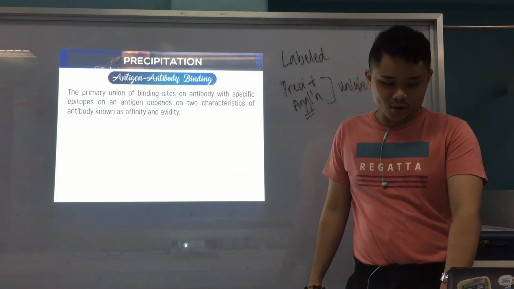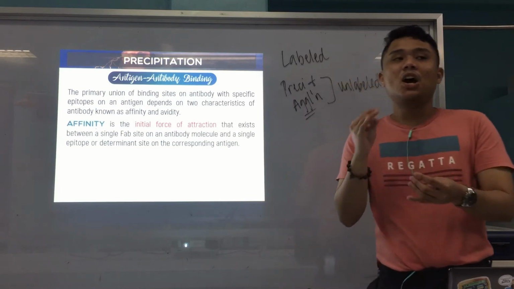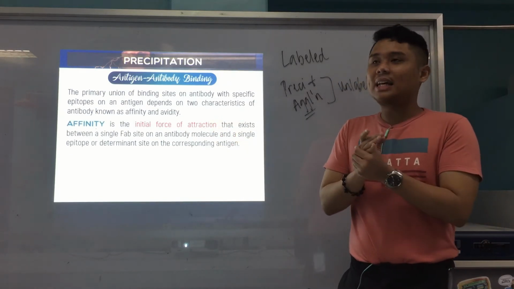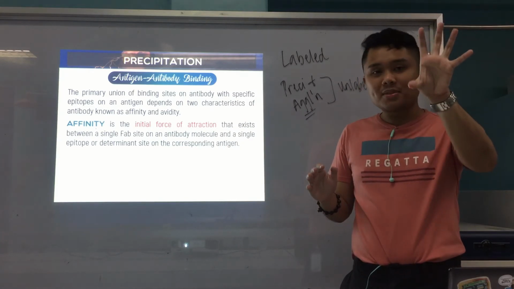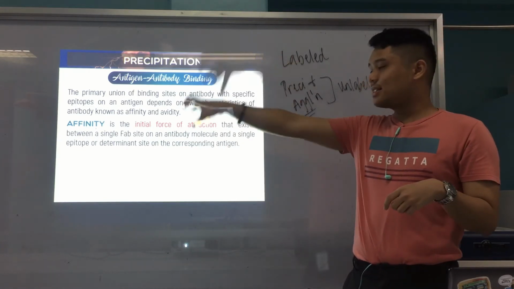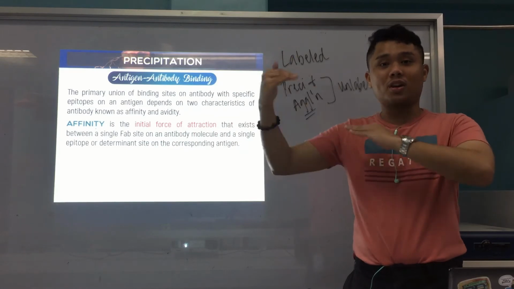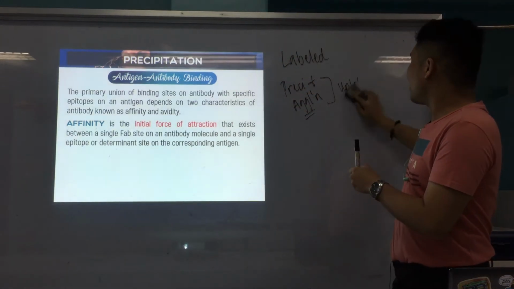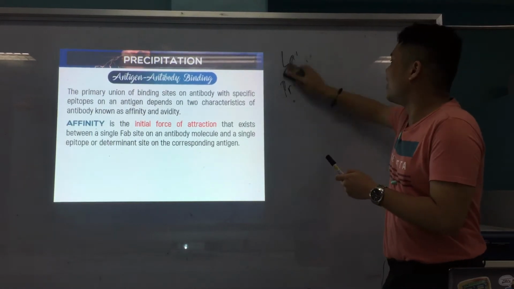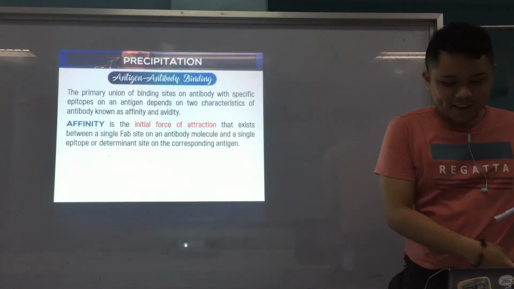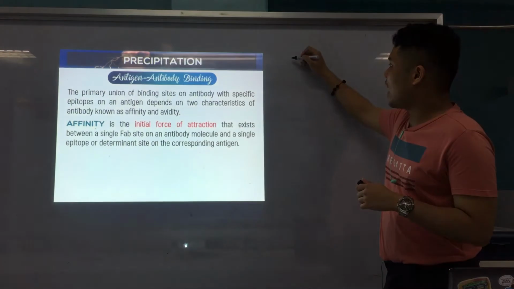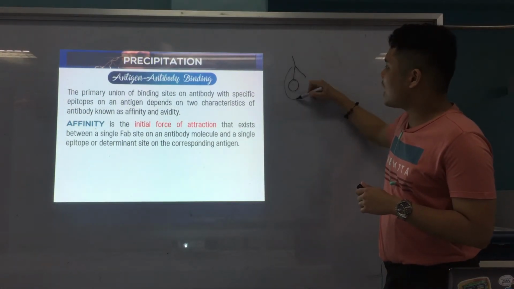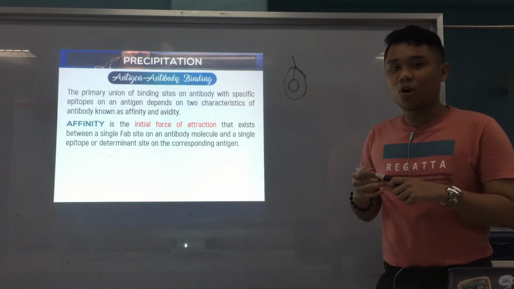When you say affinity, it is the single, initial force of attraction that exists between a single Fab site and a single epitope of an antigen. So it's only one force, initial attraction. Let me erase. So for example, you have an antibody, and this is your antigen. The initial attraction between these two is called affinity.